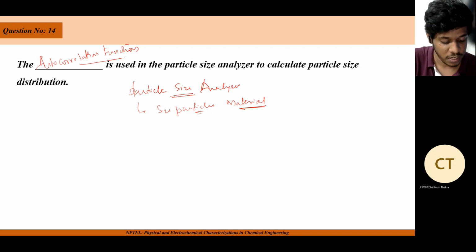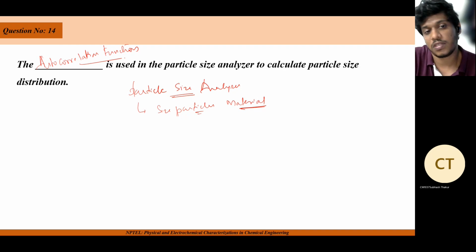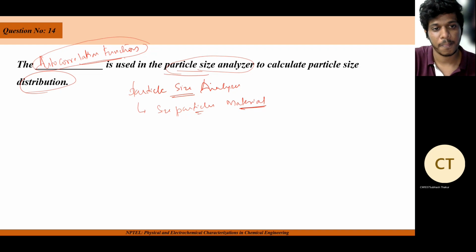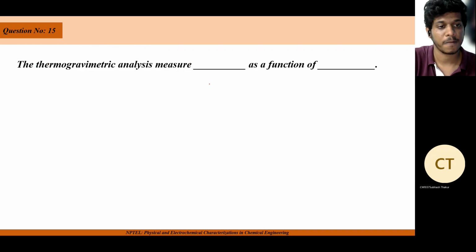The autocorrelation function is a statistical tool that is used in particle size analysis to quantify, what we say, the similarity between the signal and its delayed signal. We'll be discussing more about this in the future. All we need to know now is that we depend on the autocorrelation function to determine the particle size distribution in a particle size analyzer. Okay, so we can go forward.